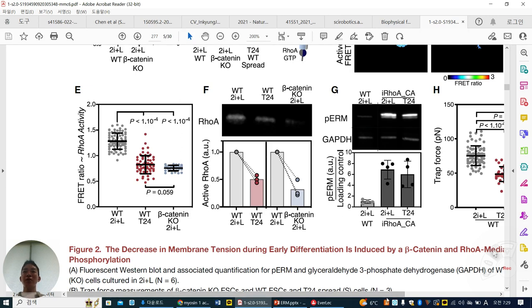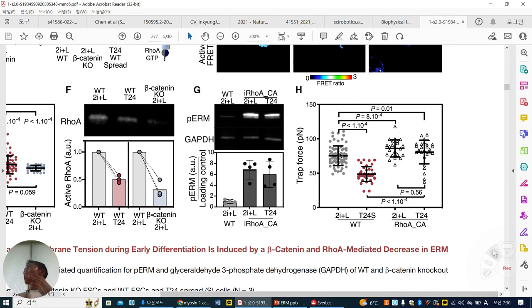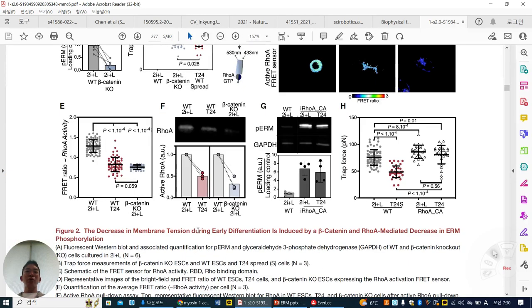And then next, they want to enhance the Wnt activity. This is a Wnt constitutive activator. When they activate the Wnt, this is the wild type, but when they induce more Wnt, this phospho-ERM turns on. And then from the cell membrane tension force, under the differentiation condition, cell membrane tension goes down while Wnt is highly activated. So here they want to link that the decrease in membrane tension during early differentiation is induced by beta-catenin and lower immediate decrease in ERM phosphorylation.